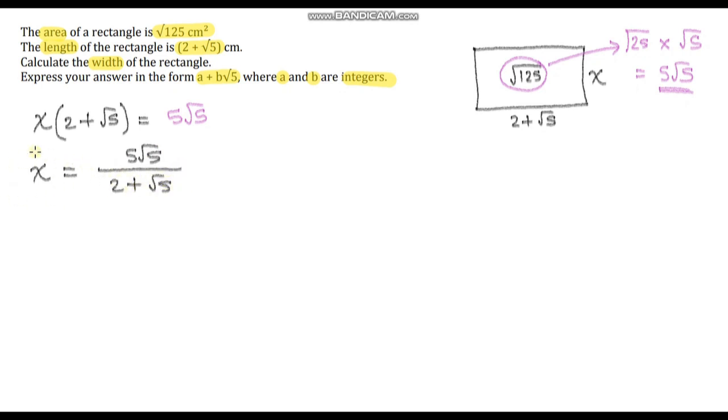So we have found the value, or we have found x, we found the width, but it's definitely not in this form. So we need to put it in this form. So we need to get rid of this fraction, or this denominator, I should say. Now, to get rid of a denominator that has a surd in, we can rationalise it.